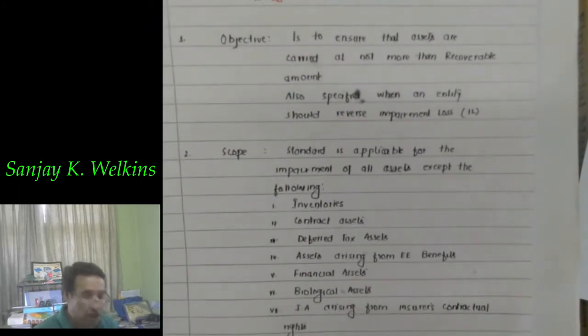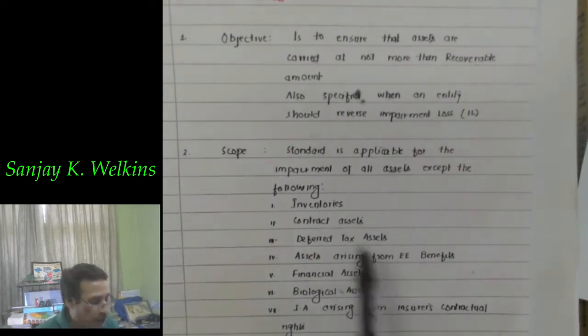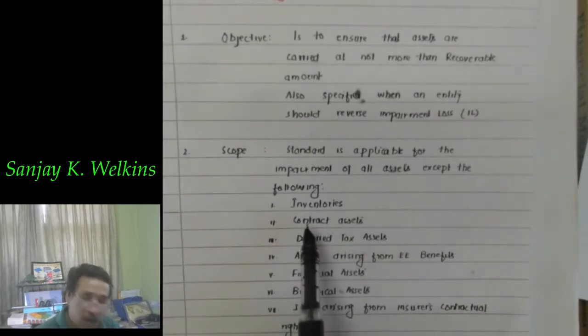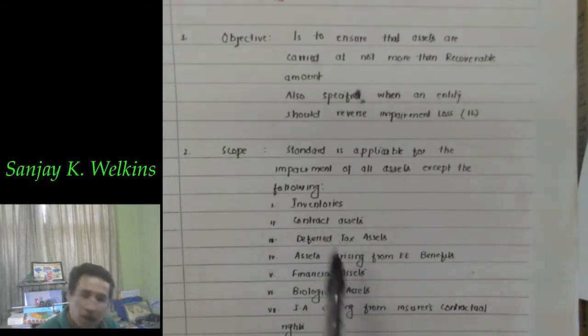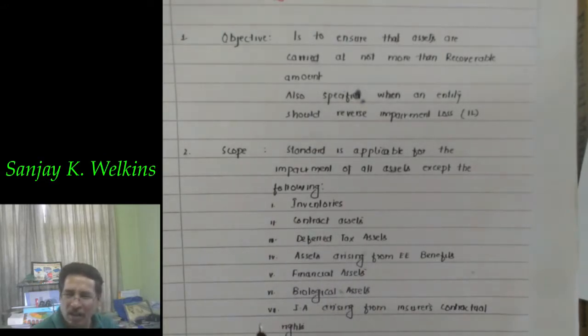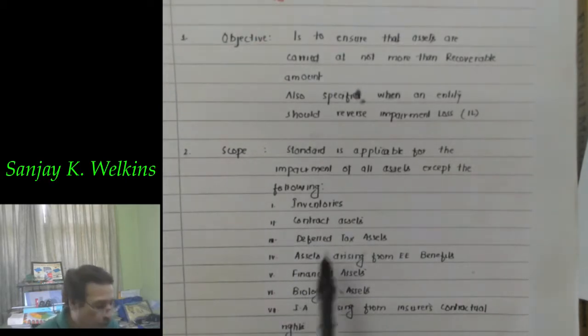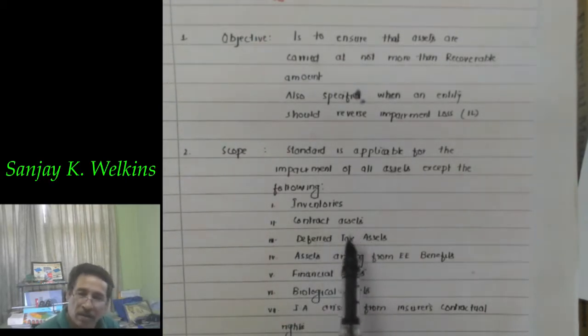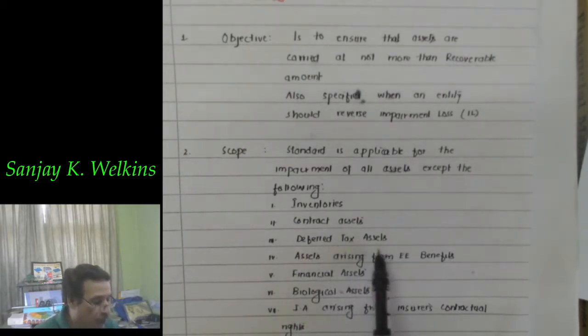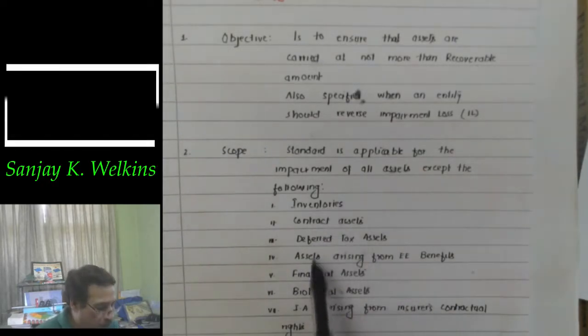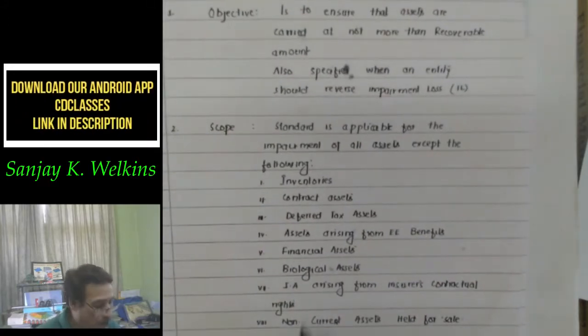Now, next point is scope, as we normally do. As far as this particular standard is concerned, it is applicable to almost every item. But as usual, there are some exceptions also. This particular standard will not apply in case of impairment of inventory. Impairment is nothing short of a fall in value, isn't it? So inventory, as we know, is covered by Ind AS 2. Similarly, contract assets are covered by Ind AS 7. Similarly, deferred tax asset is covered by Ind AS 12. And assets arising from employee benefits, of course, will fall under Ind AS 19. So that is why all these things will not be covered by this particular standard.